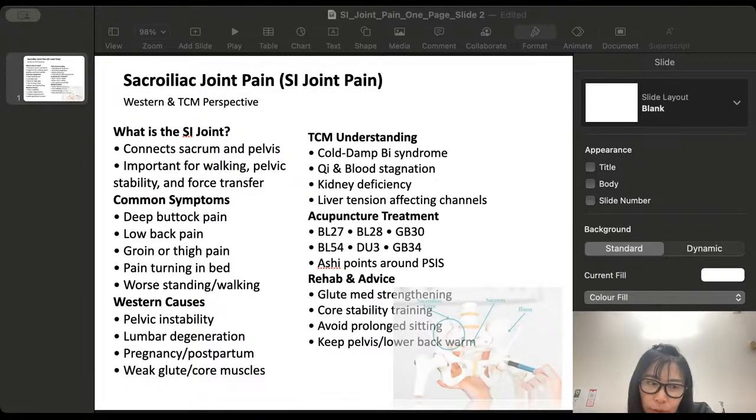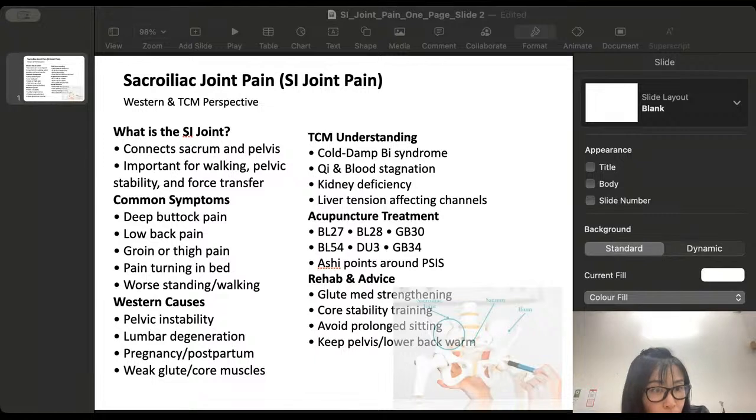Some advice I'll give you today: try to avoid prolonged sitting, like what I said. Office workers get SI joint pain more often, especially from sitting unevenly. If you have to sit, try to sit evenly, and avoid standing on one leg. This is a very common habit for some people, but it actually causes a lot of stress for the SI joint and creates instability.